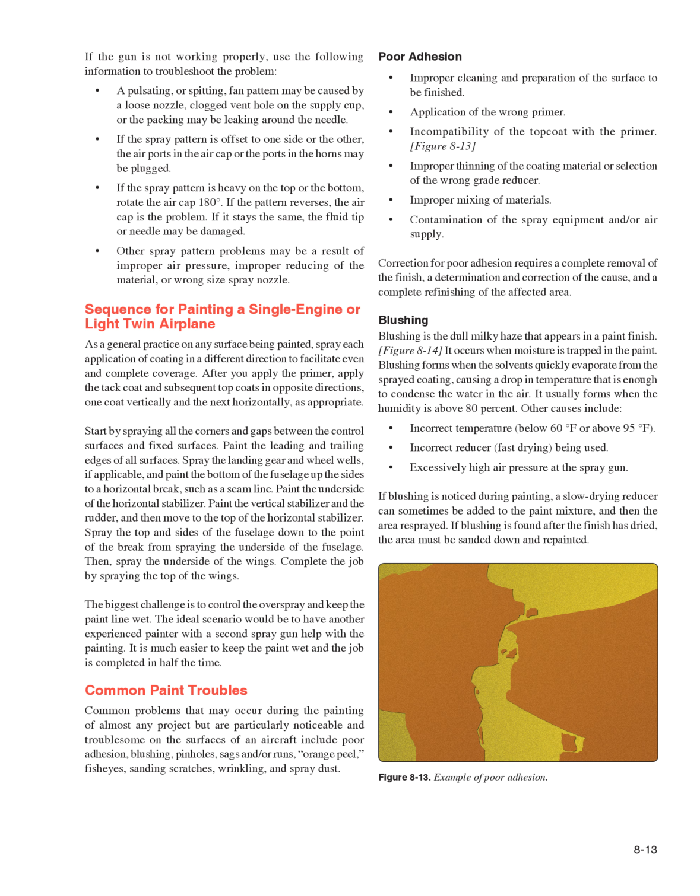Common paint troubles. Common problems that may occur during the painting of almost any project but are particularly noticeable and troublesome on the surfaces of an aircraft include poor adhesion, blushing, pinholes, sags and or runs, orange peel, fisheyes, sanding scratches, wrinkling, and spray dust.